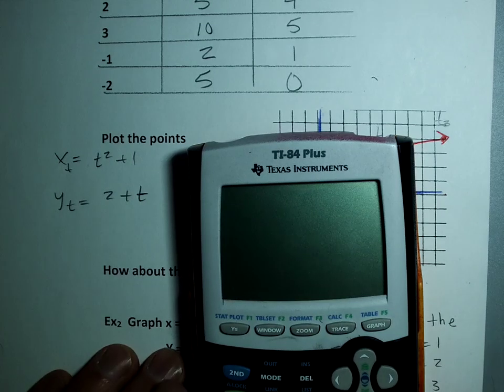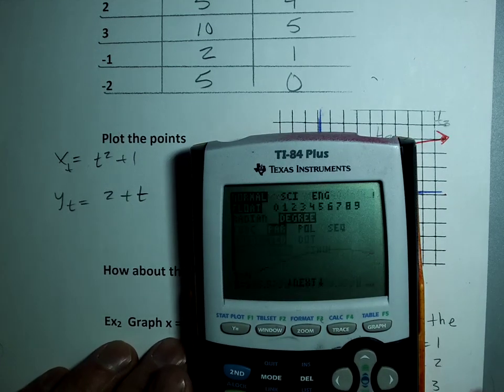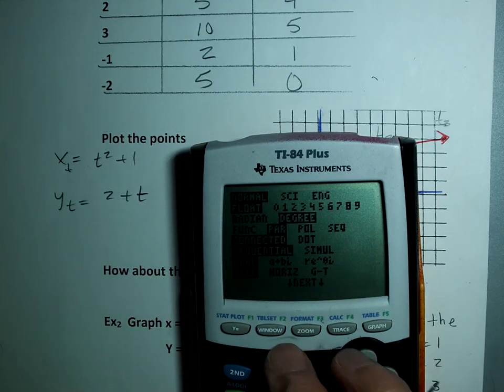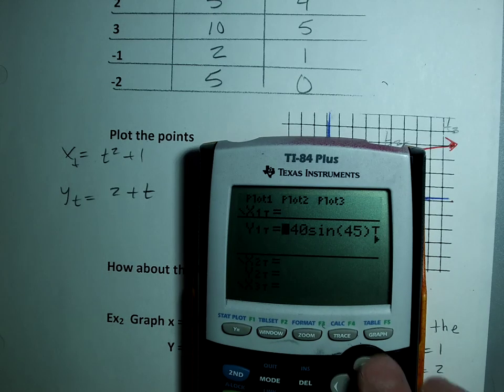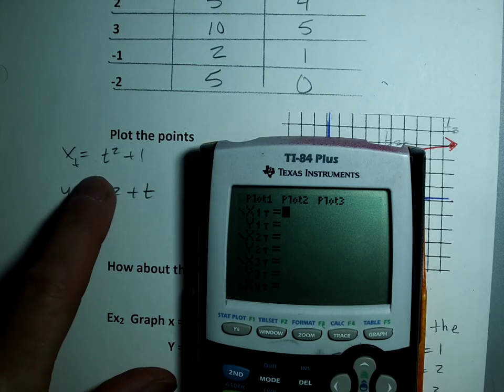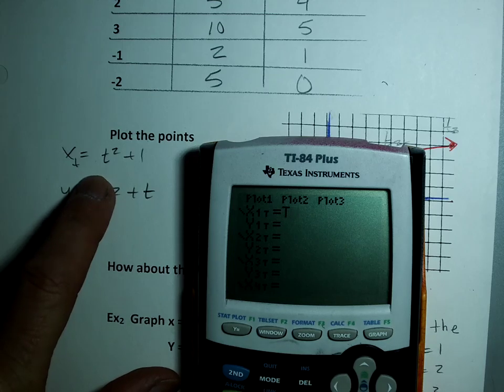So I make sure my mode's on parametric, which it is. Go to my x of t, clear that, and let's just type in t squared plus 1.